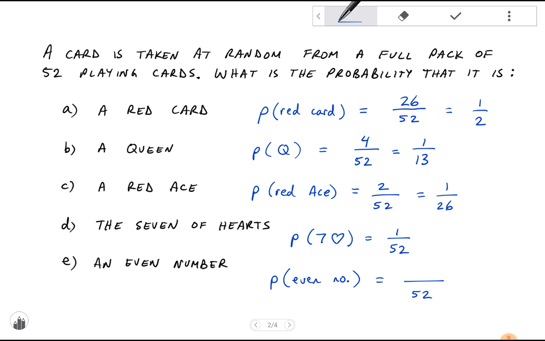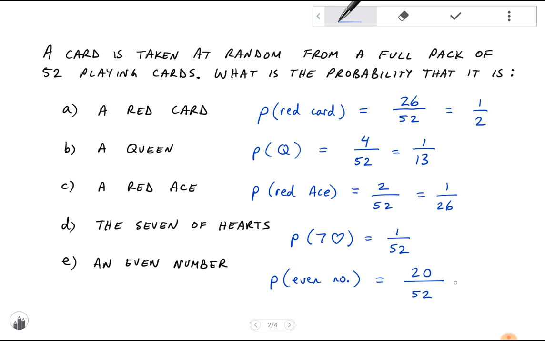The Jack, Queen, King, those are the face cards. They're not even. So we either are going to draw a 2, a 4, a 6, an 8, or a 10 of each suit. So that's 1, 2, 3, 4, 5 times 4. There are 20 even cards in the entire deck.